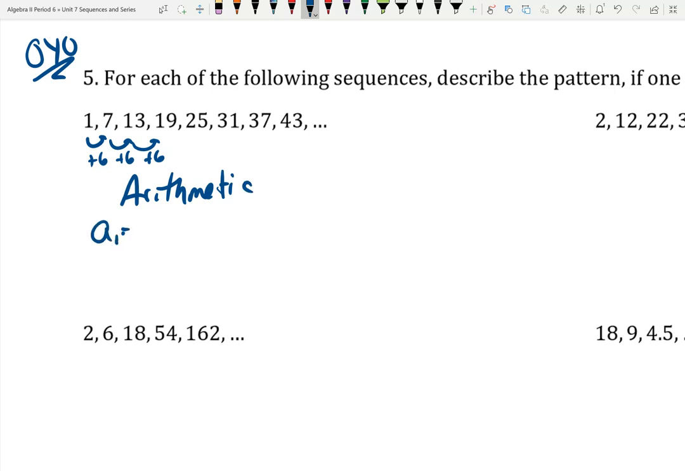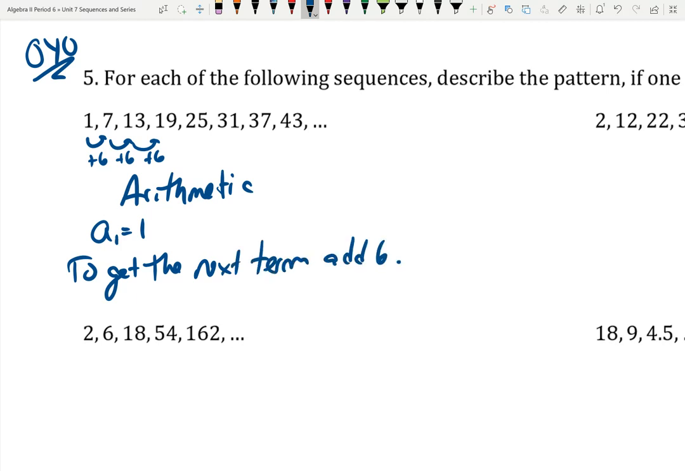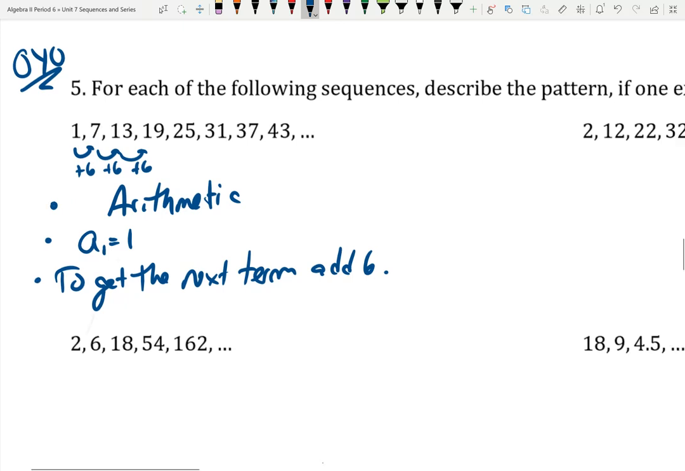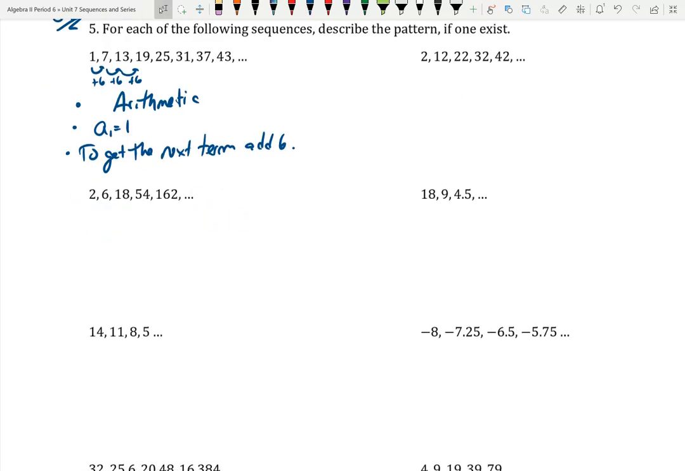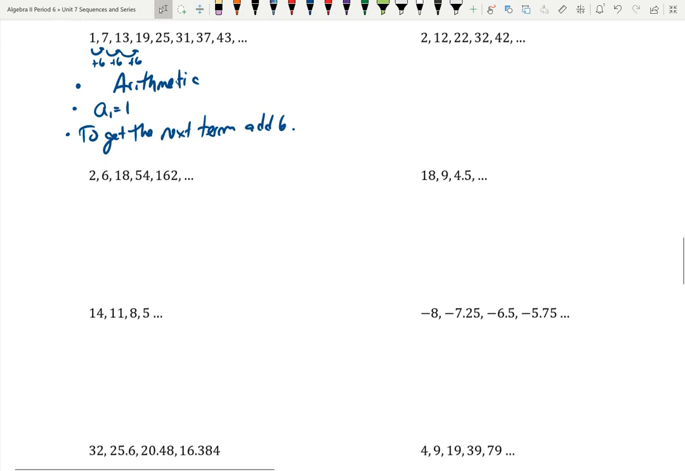I'm going to say start at 1. And to get the next term, add 6. That's what I want for all of these. Tell me what type of sequence it is, if it is one. Tell me the first term, where do I start, what's my home base, and what's the pattern. So at this point, pause the video, and then I'm going to go through and give you all these answers here, and you can compare them with mine.